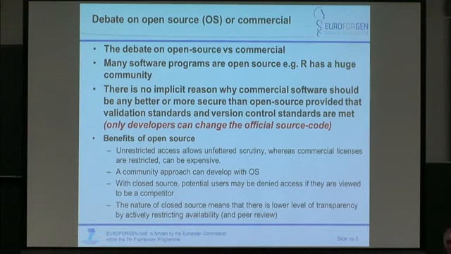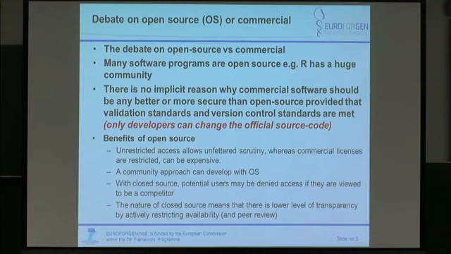Again, forensic science is not the only area in science to use open source. Open source is very, very widely used throughout all scientific research, and indeed the R program itself has a huge community. I think there is no implicit reason why commercial software should be any better or more secure than open source, provided that the validation standards and version control standards are met, etc.